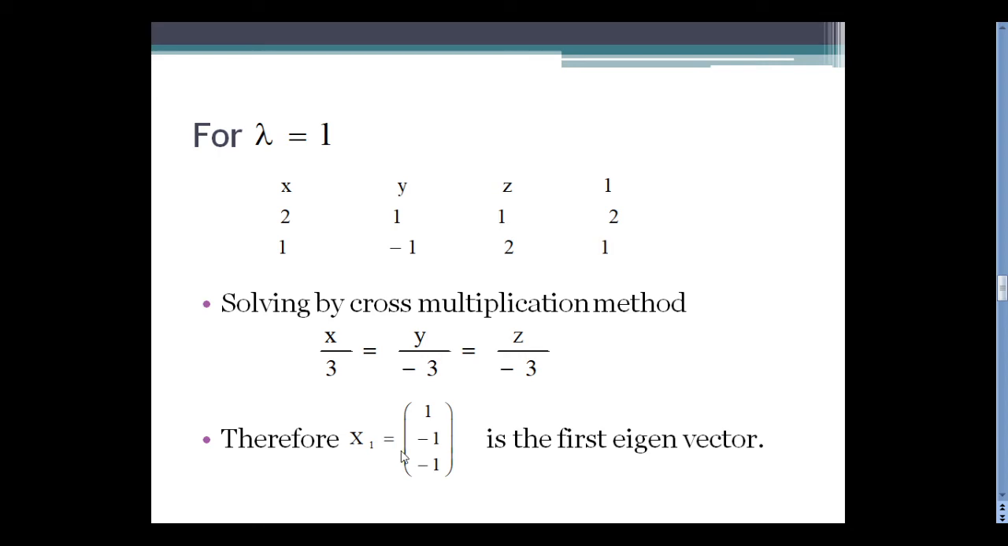Now we get the eigenvector. On dividing these denominators 3, minus 3, minus 3 by 3, we get 1, minus 1, minus 1, which is the first eigenvector.